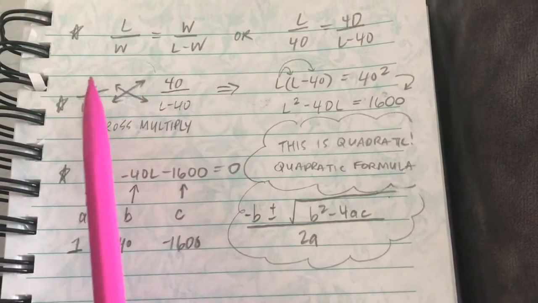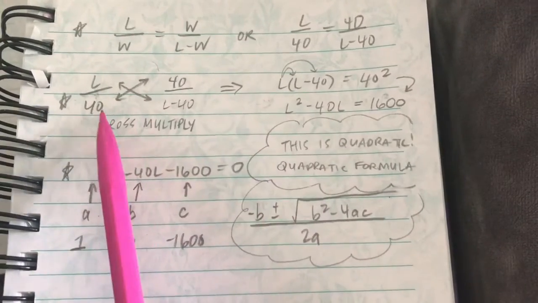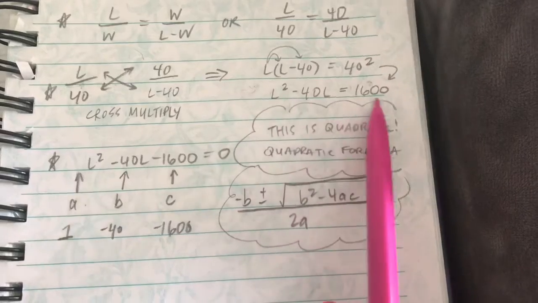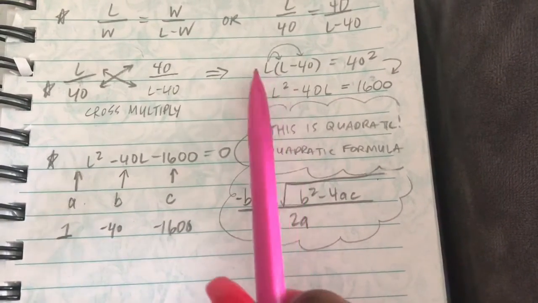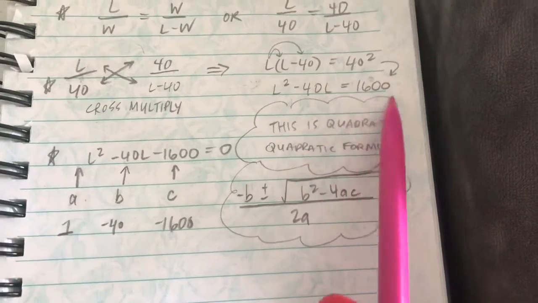And when I did that, I have L times L minus 40 right here. And then I have 40 times 40, which is 40 squared right here. And then I just simplified. So you end up with L squared, L times L minus 40L is equal to 1600.